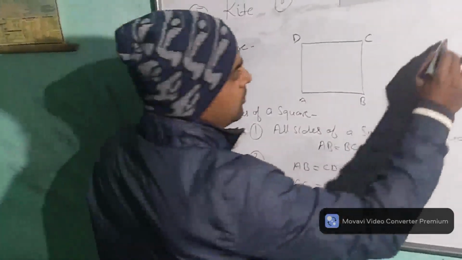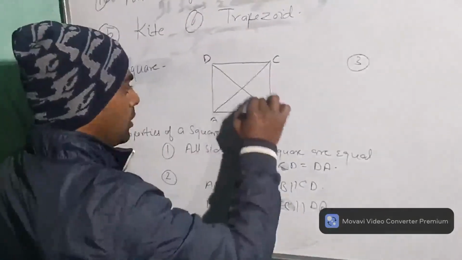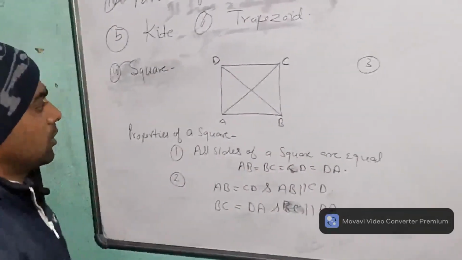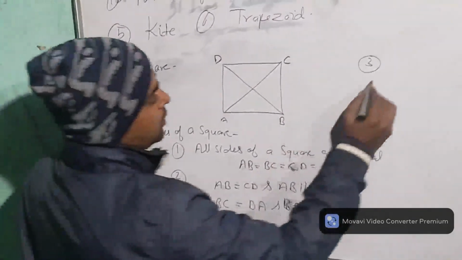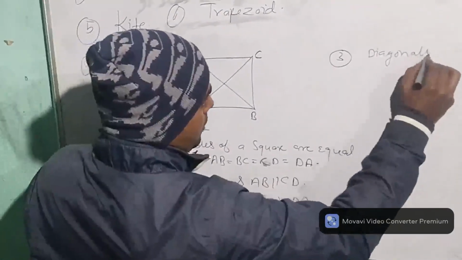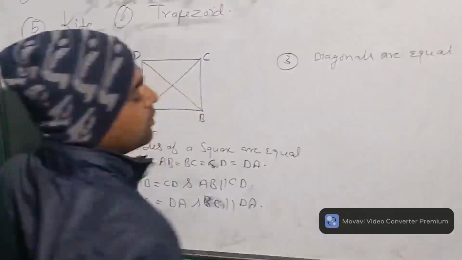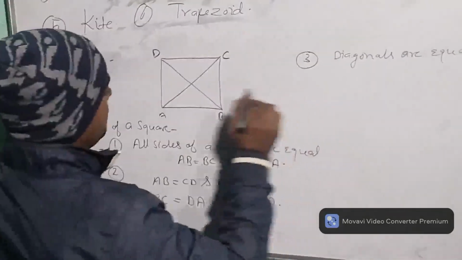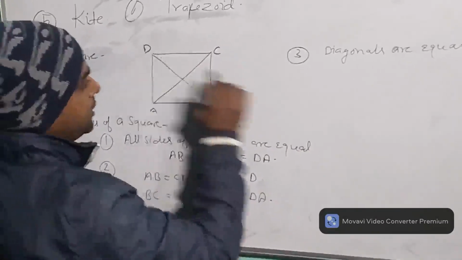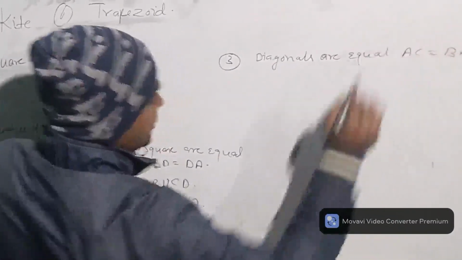And third one, diagonals are equal. Equal, that means AC equals BD.